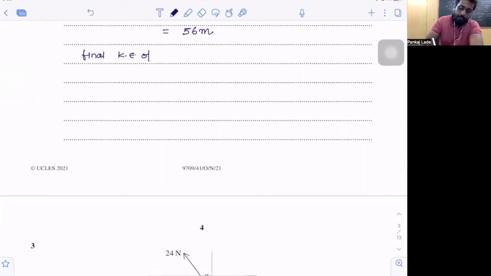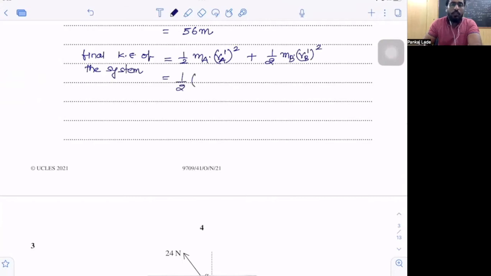Final kinetic energy of the system. This time I'm going to make use of the velocities after collision. So that's 1 upon 2 mass of A into VA1 square plus 1 upon 2 mass of B into VB1 square. So I get 1 upon 2. What's the mass of A? It was K times of M. K was 3. So that's 3M into, after collision, the velocity was 4 meter per second. So that's 4 square. And then plus half mass of B is M. And again, it is 4 square.